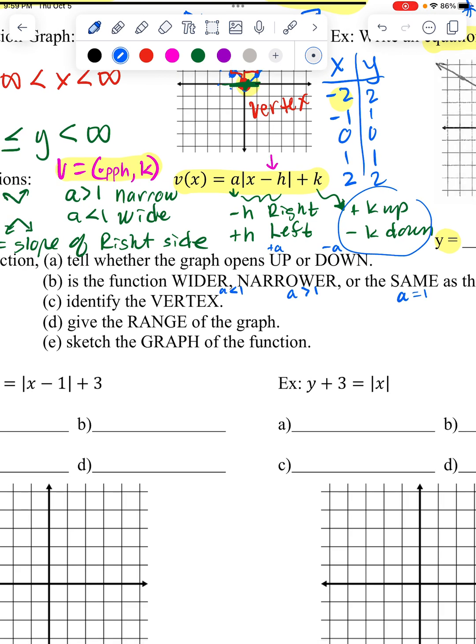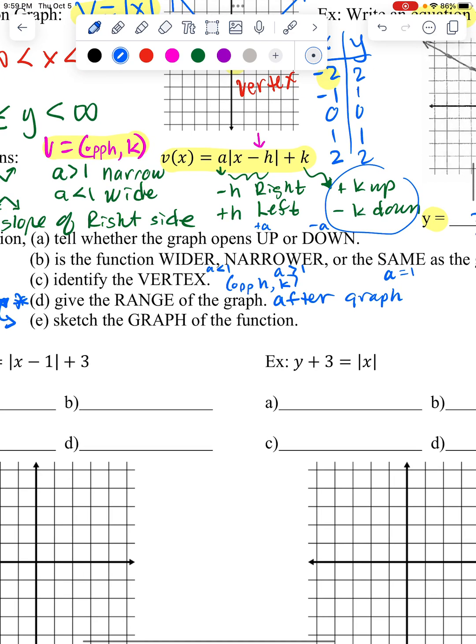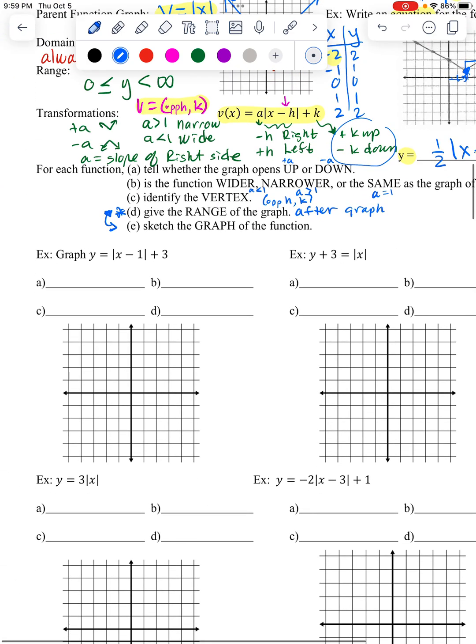Identify the vertex. That's going to be where you take the opposite of the number inside the bars as the X, and then the number after the bars as the K. Range is going to be tricky. You're going to probably do that after you graph it, because you have to visualize what's the lowest it goes and what's the highest it goes. So personally, I would flip-flop these because I'm going to graph it first and then figure out my range. It's easier to just visualize.